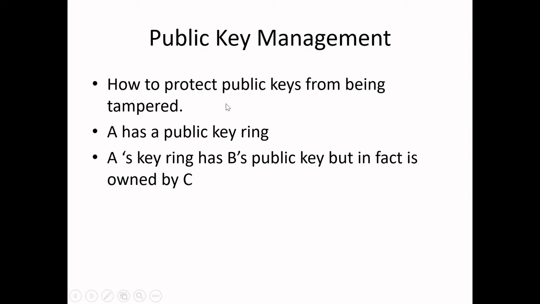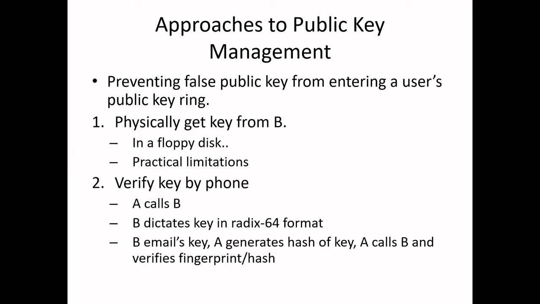If I am user A and I have the public keys of B, C, D, and so on, how can I ensure that the data which I have stored about the public key of B actually belongs to B itself? That is an issue. How do we protect public keys from being tampered with? That is the next question. A has a public key ring, and A's key ring has B's public key, but in fact it might be owned by C. That situation can arise. That should not happen, so how can that be managed?